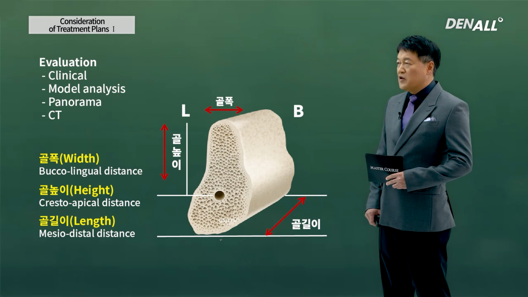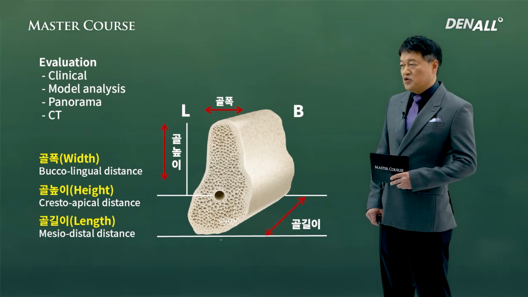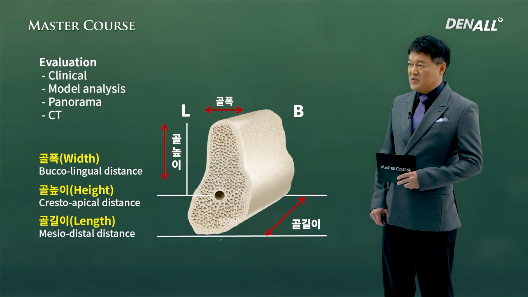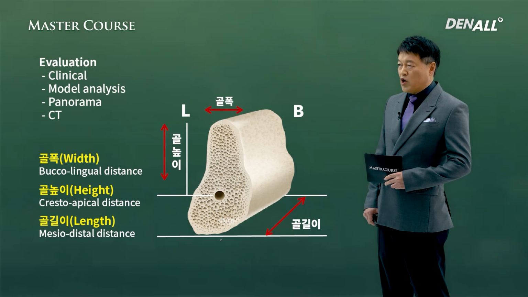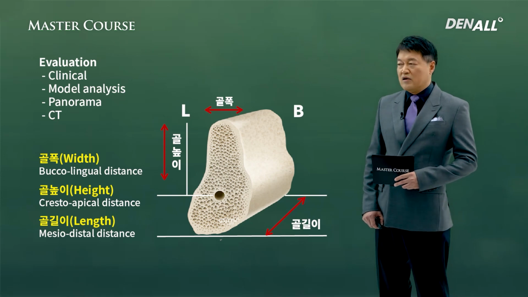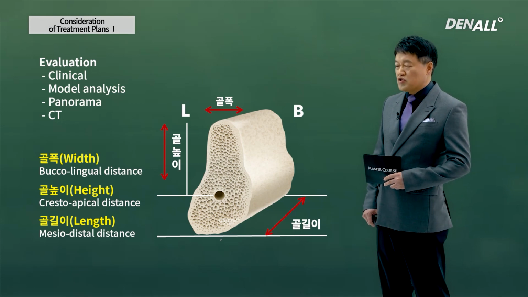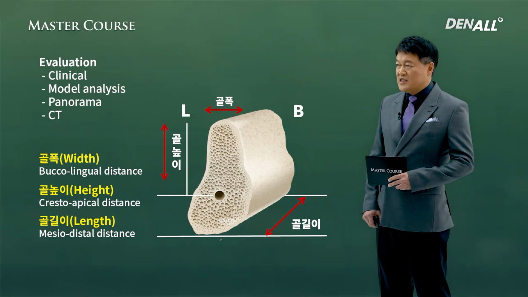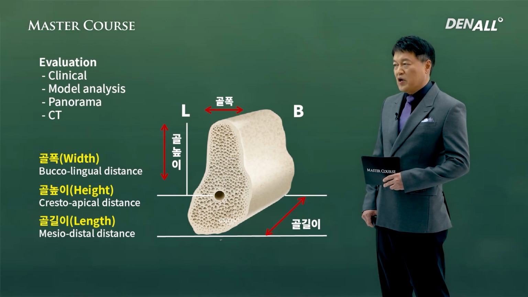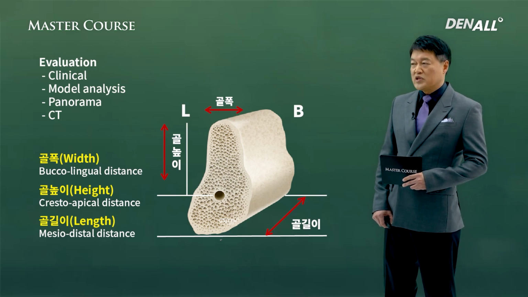Assessing bone quantity. We need to check bone width, buccolingual distance, and bone height, crestoapical distance, bone length, mesiodistal distance. These 3 factors need to be assessed. The assessment can be done clinically, on the model, panoramic image, or CT. 3 factors need to be sufficiently addressed, and we have to choose what implant, what thickness, what length we're going to use. We have to choose whether it's going to be 1-stage or 2-stage surgery, or if relevant GBR is necessary, or whether you're going to do it without. These preparations need to be done using CT or panoramic image, and sufficient review needs to be done, and diagnosis needs to be made.